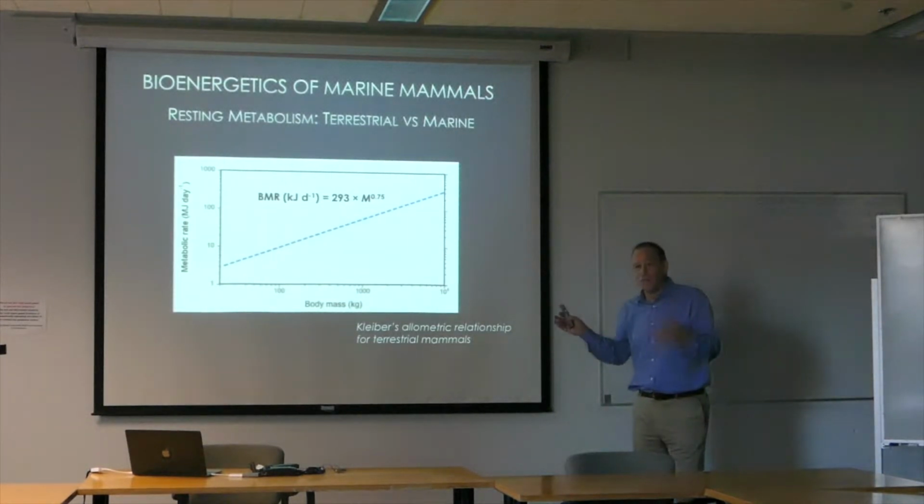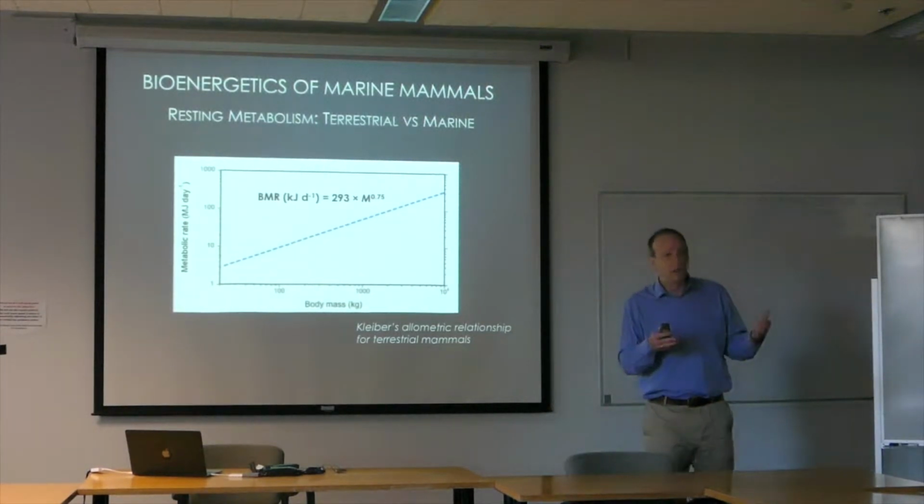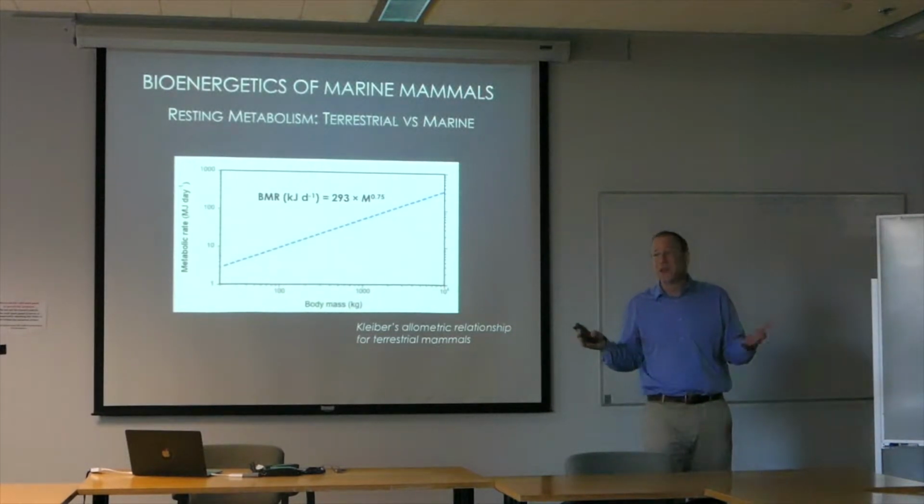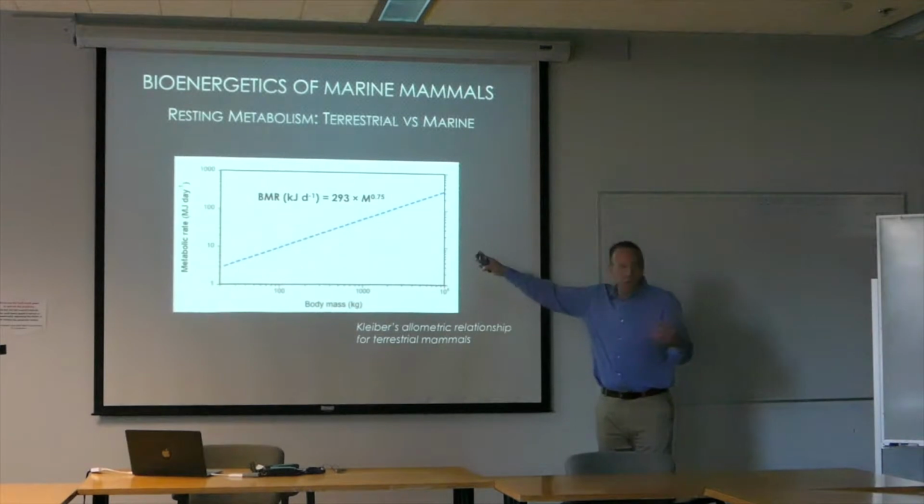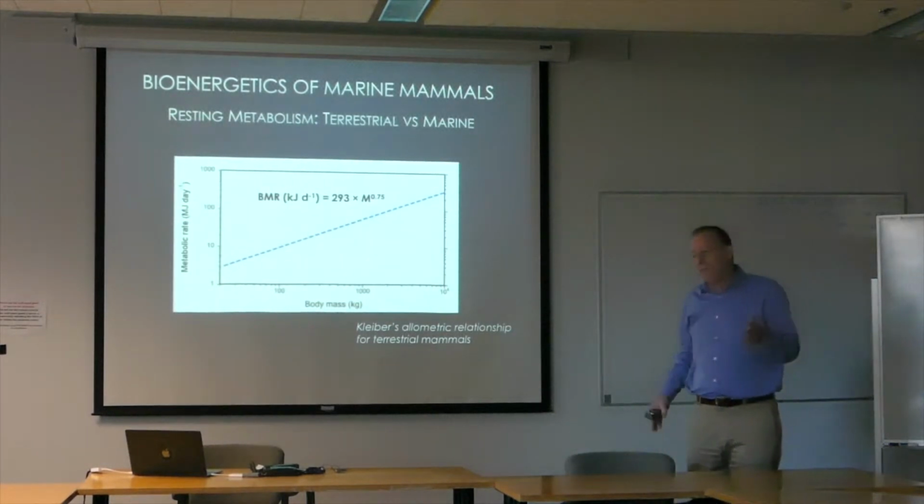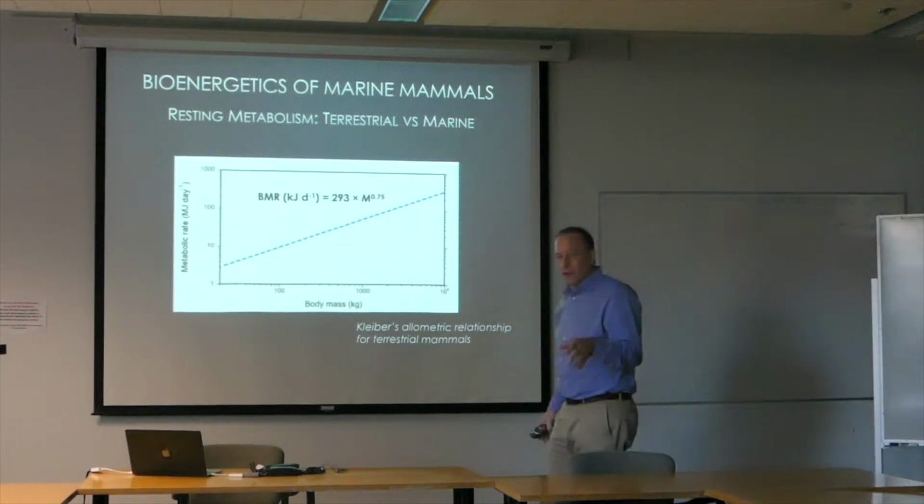And so in theory, if you could measure resting metabolic rate in marine mammals, it's a pretty simple comparison to see are they different than terrestrial animals. You just make the measurement, throw them on this curve and see if they fall on the curve or above the curve. Well, in theory, it's easy. A little more difficult in practice.